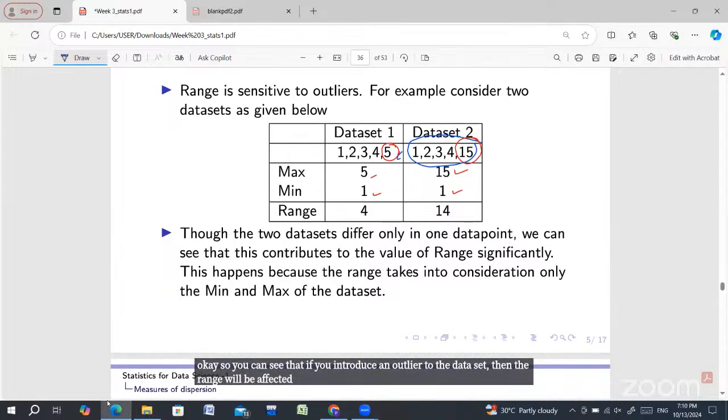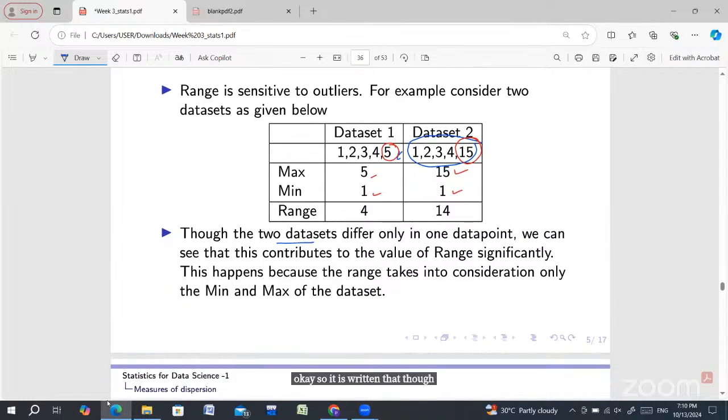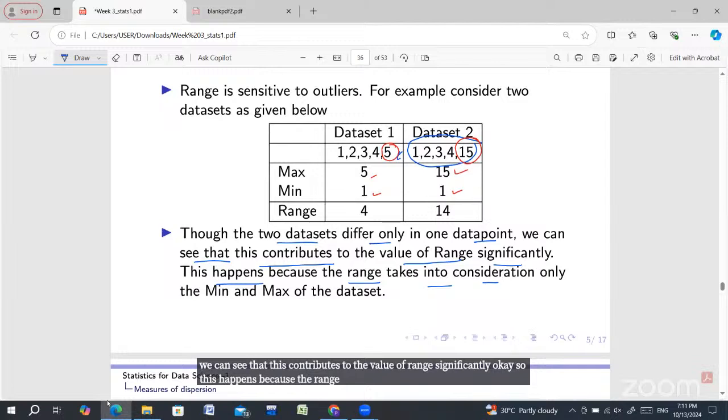It is written that though the two data sets differ only in one point, we can see that this contributes to the value of the range significantly. This happens because the range takes into consideration only the minimum and maximum values of the data set.